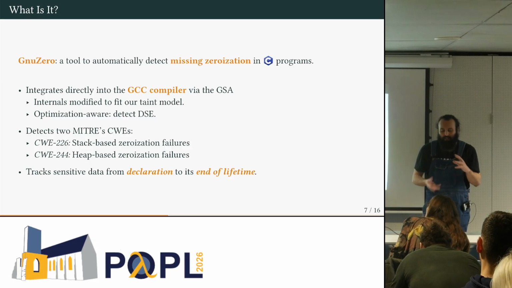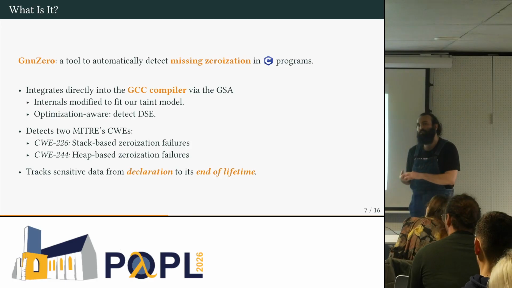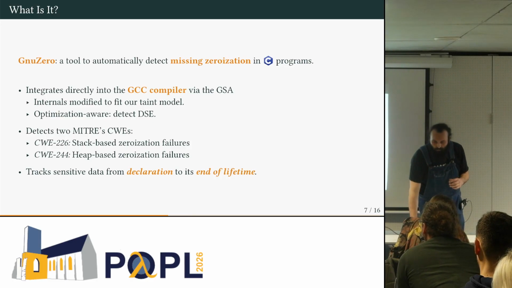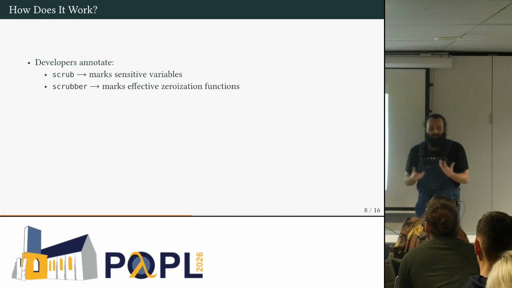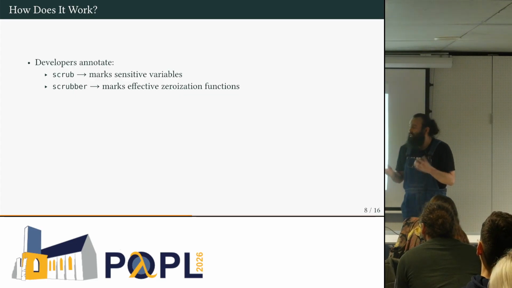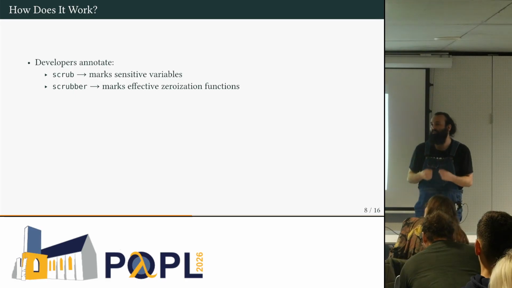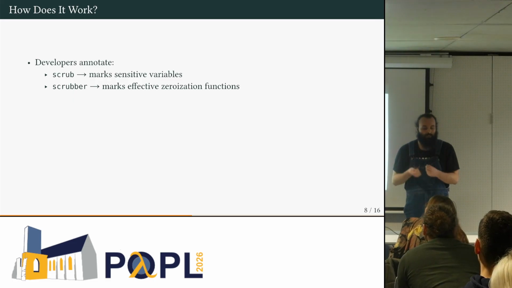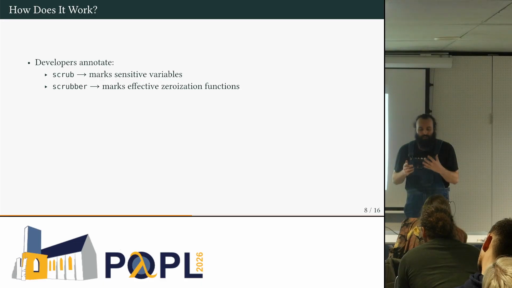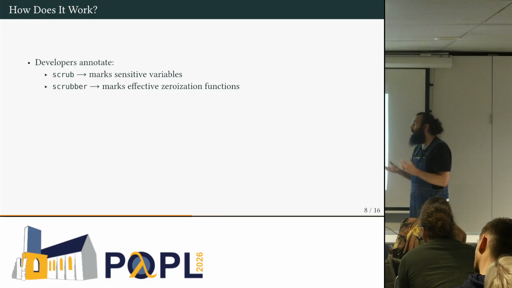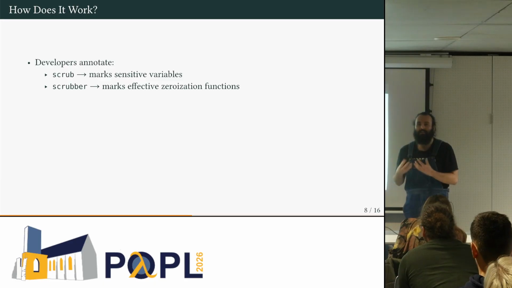GnuZero will track sensitive data from its declaration to its end of lifetime. We still need to know what is secret, because it is context dependent. So we designed two attributes. There is the scrub attribute on one hand, which helps identify sensitive variables, the variables that will hold your secrets. And also the scrubber attribute, which helps identify effective zeroization functions. The goal of GnuZero is not to verify the effectiveness of zeroization functions, but rather to detect if there are zeroization mechanisms in your program.